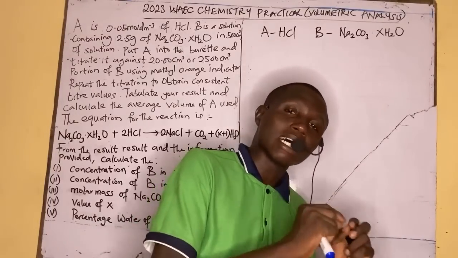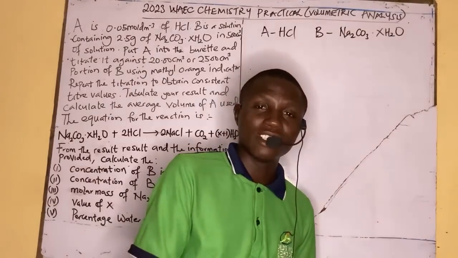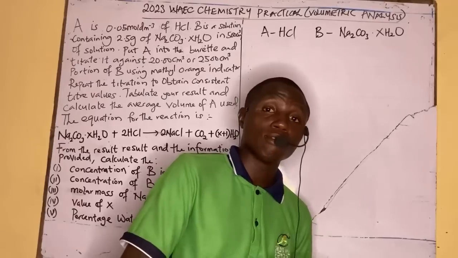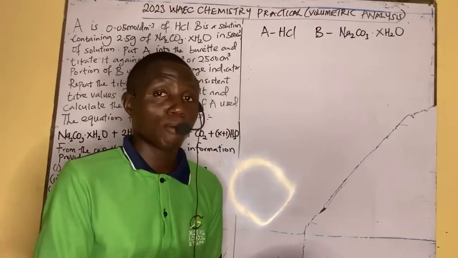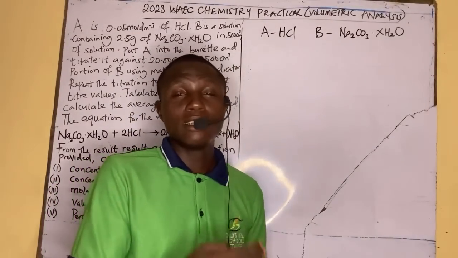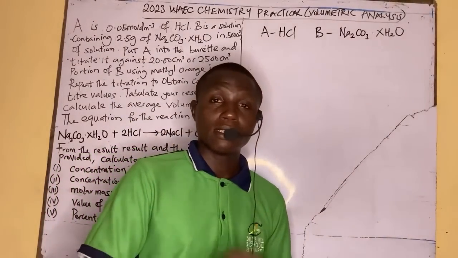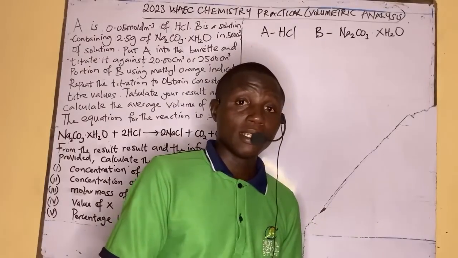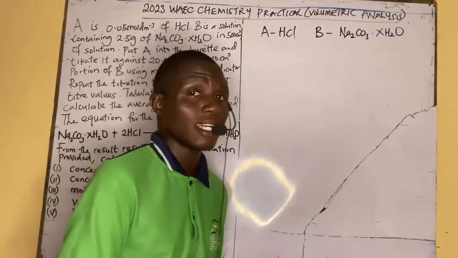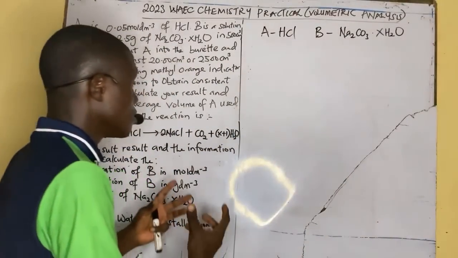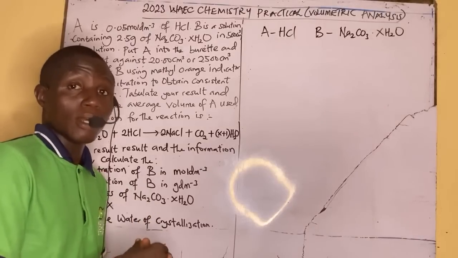So the essence of this experiment, or of this volumetric analysis question, may be to determine the water of crystallization, the value of X, that is the number of moles of water of crystallization, and the percentage of water of crystallization. In this class, I'm going to be teaching the possible question you are going to get in this coming week. The practical will be uploaded before Thursday by God's grace, probably next week by Monday. We are today Sunday already, so by Monday you should see the real practical. But this has been practicalized, and we've come to the conclusion that the question will look like this when you are doing it on Thursday.